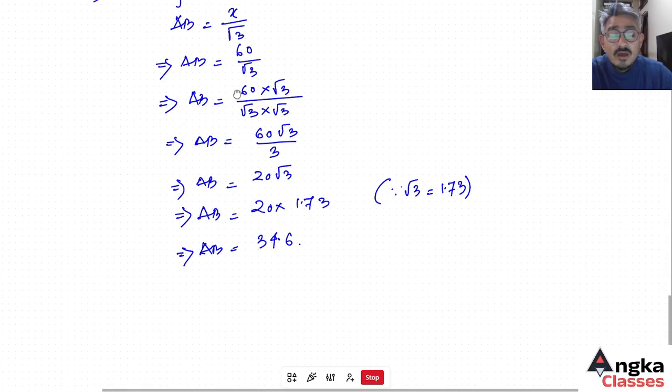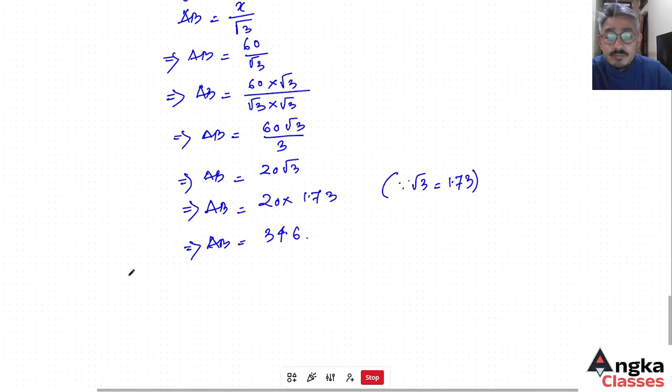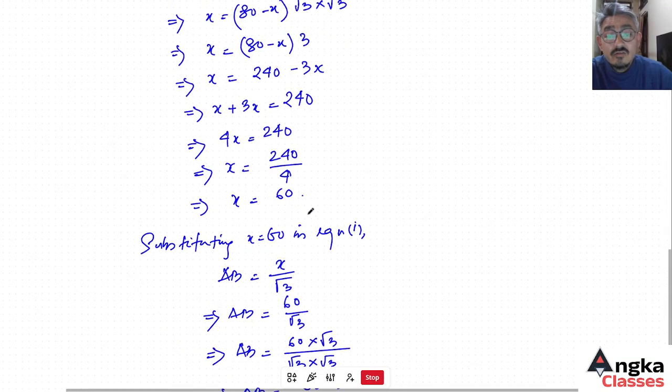Otherwise, the AB is 34.6 meter. Therefore, the height of the poles is equal to AB, which is 34.6 meter. Okay, height of the pole.